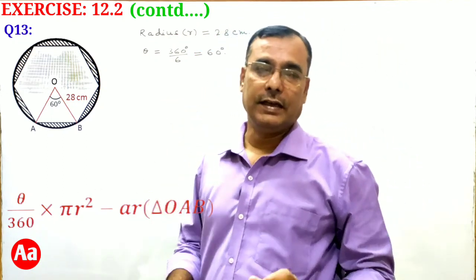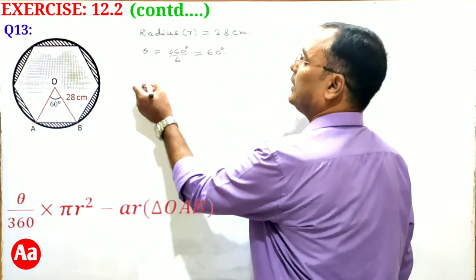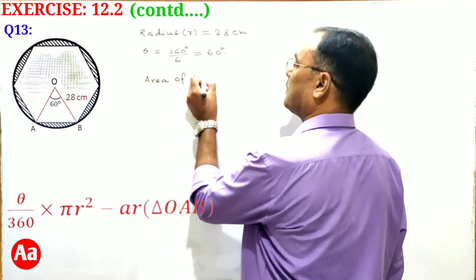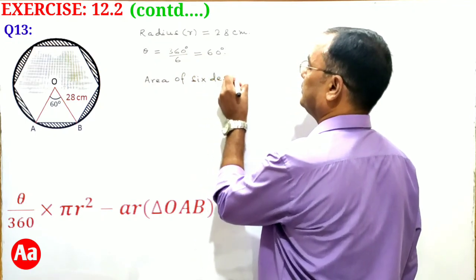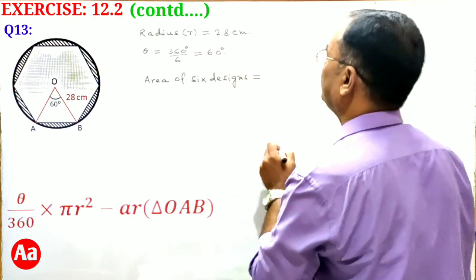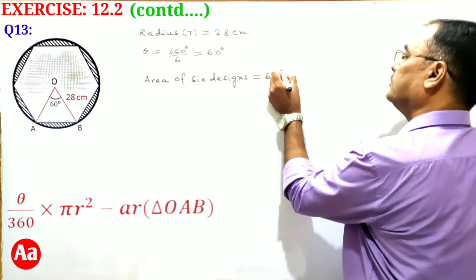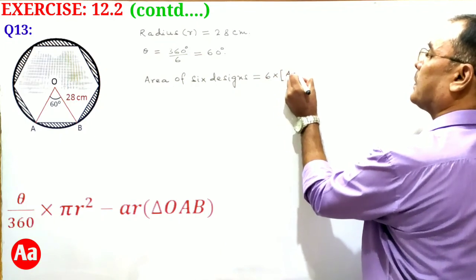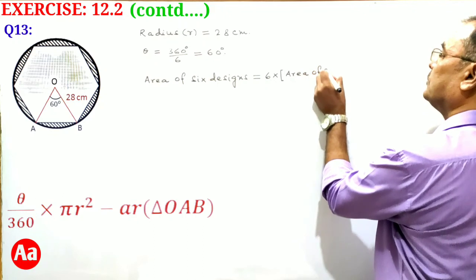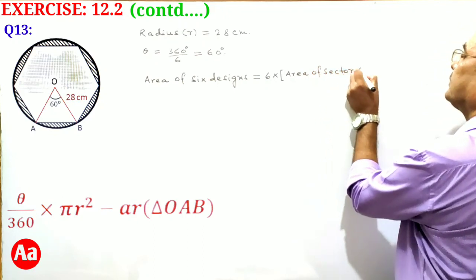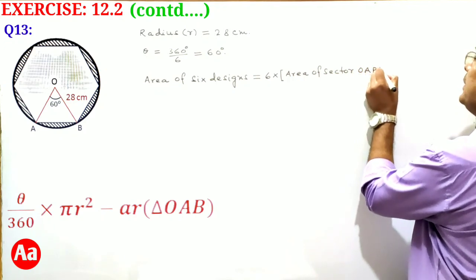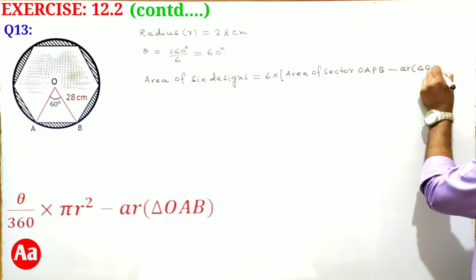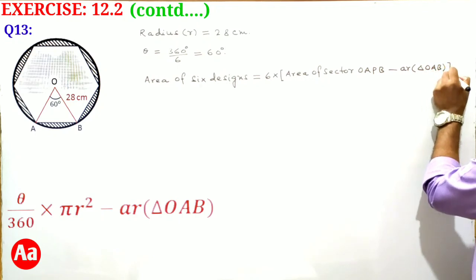Now let us find the area of 6 designs. So area of 6 designs equal to 6 into the area of one design, and that area of one design is the area of sector OAPB minus the area of triangle OAB, which is an equilateral triangle.